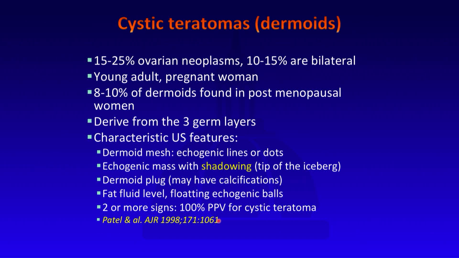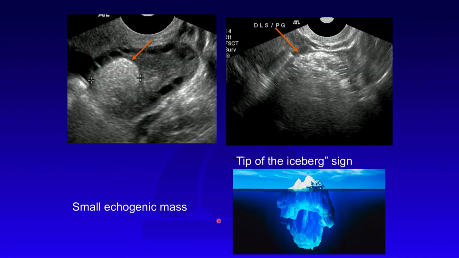And again, these are signs I'm looking for. So this is just a small, completely incidental, very echogenic mass. It's much more echogenic than the ovarian stroma. This is an incidental dermoid. I'm not sure we need to do anything about this.